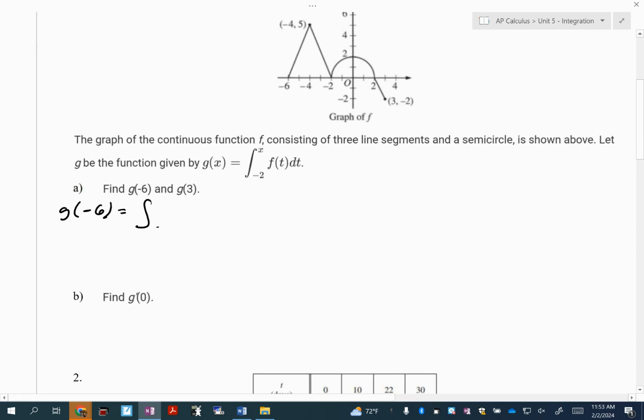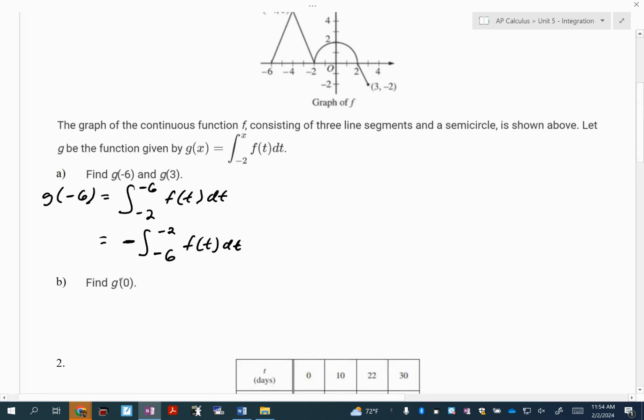So I'm going to do the integral from -2 to -6 of f of t dt. All right, now one thing I noticed when I plug this in is that my limits of integration are not going from least to greatest. So I'm going to actually change this to be the integral from -6 to -2 of f of t dt. But you should know one of our properties states that if you do this, then you need to find the opposite of whatever that value is, and that would give us the answer.